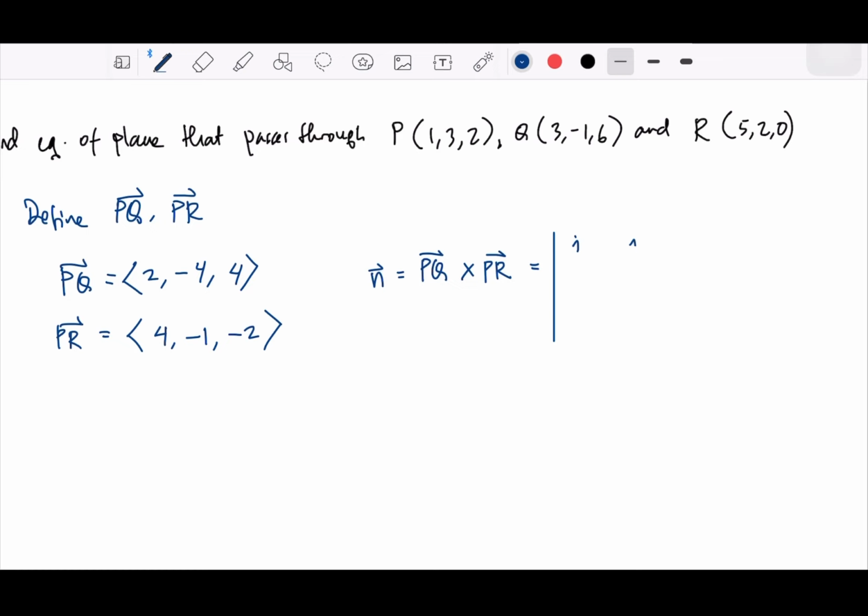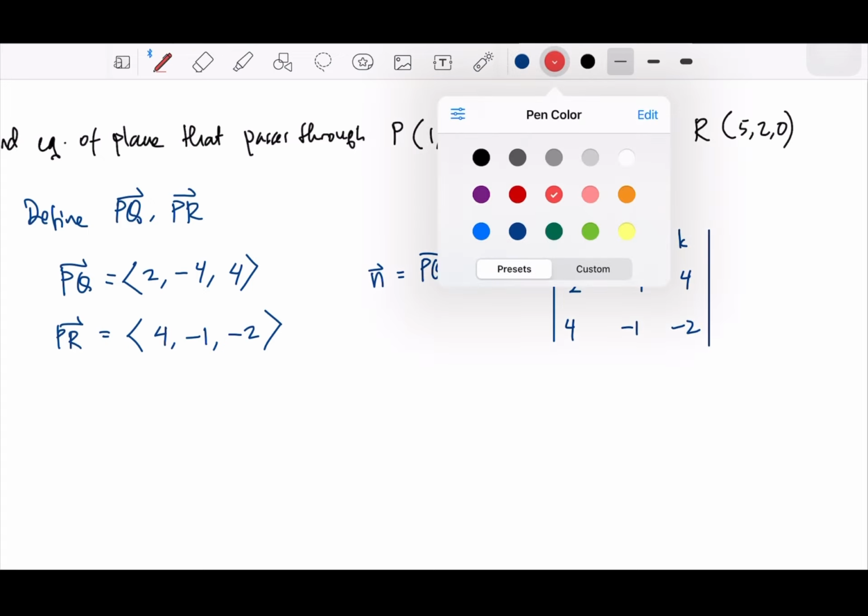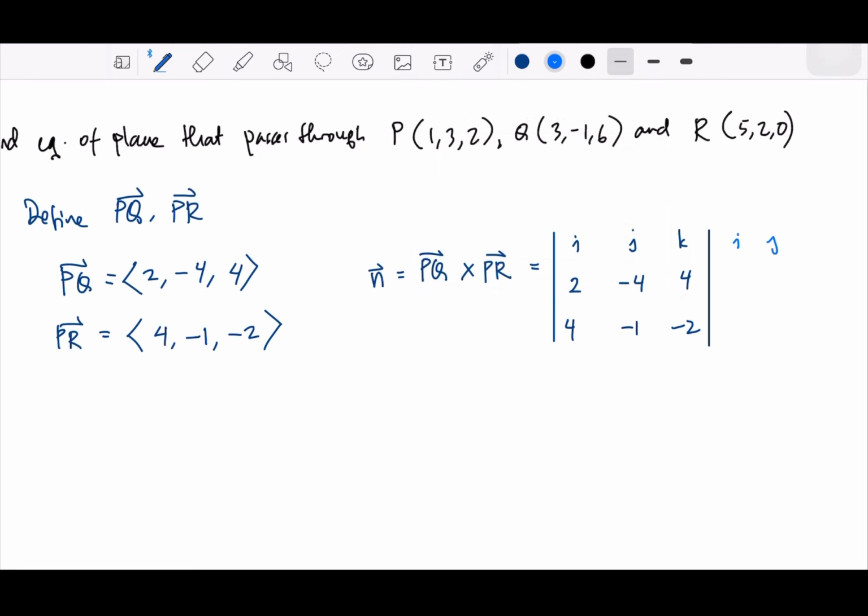So we can set up i, j, k, with 2, negative 4, 4, and 4, negative 1, negative 2. I will just use the multiplication for the cross product. So 2, 4, negative 4, negative 1. So multiplication, 8i plus 16j minus 2k.